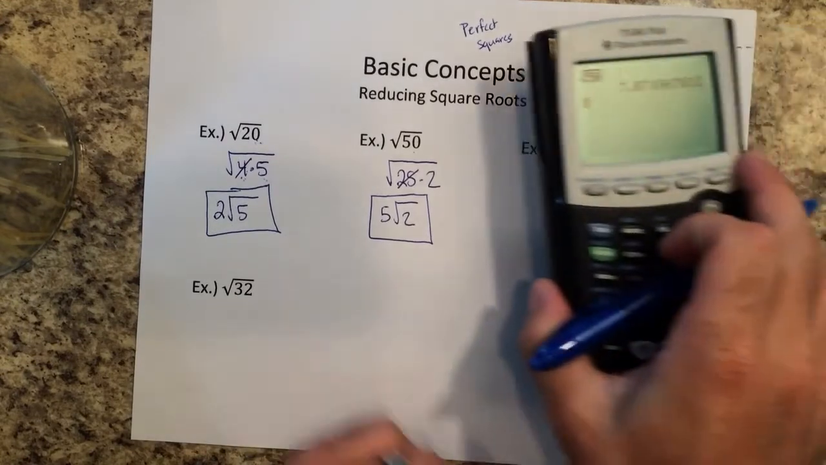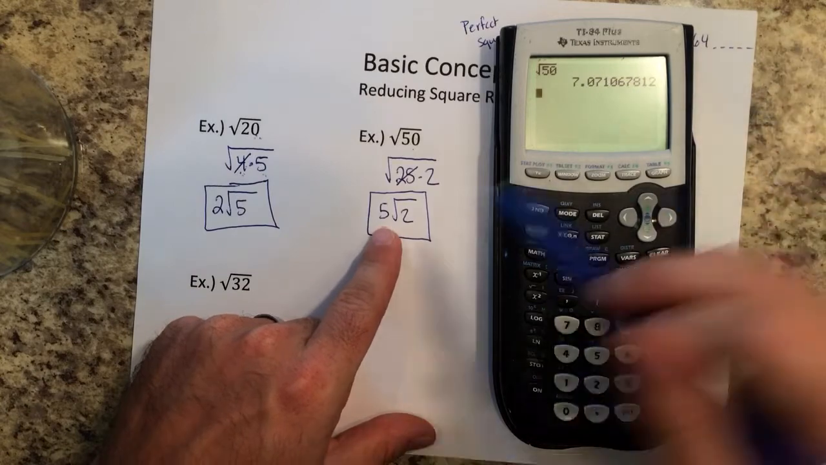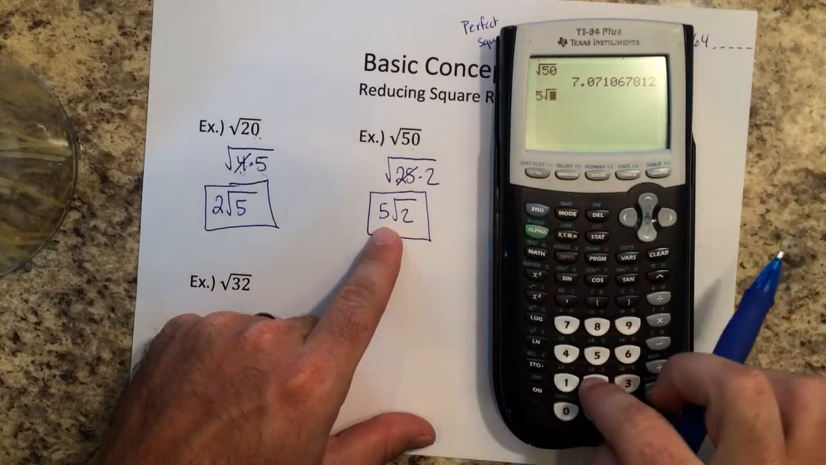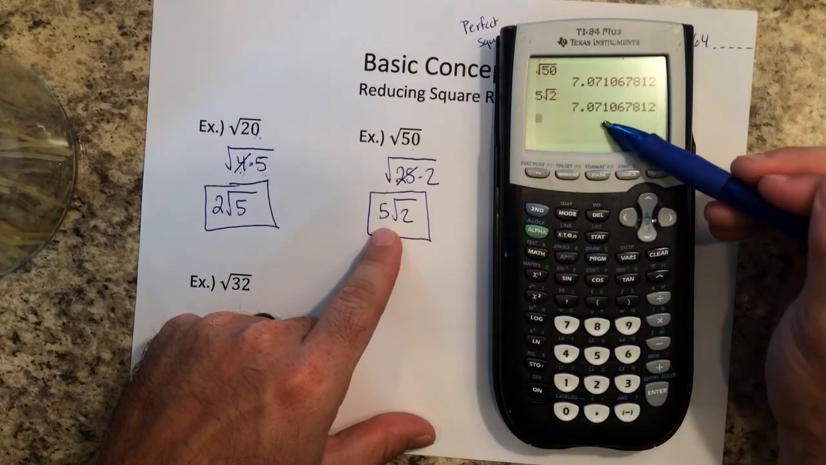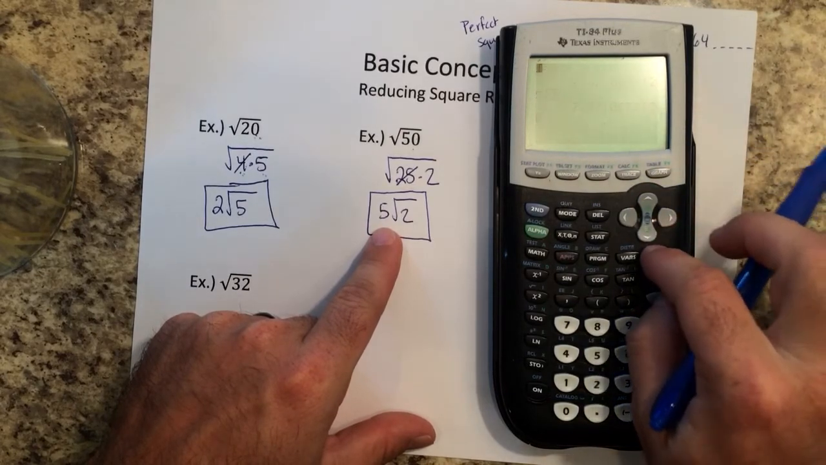And if you ever want to check yourself, so I see the square root of 50 gave me 7.07106. If I type in 5 square root of 2, it should give me the exact same decimal. So we're not changing it, we're just reducing it. So that's the way you can check yourself.